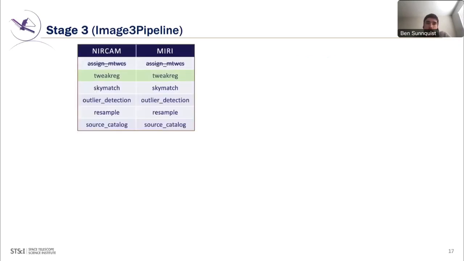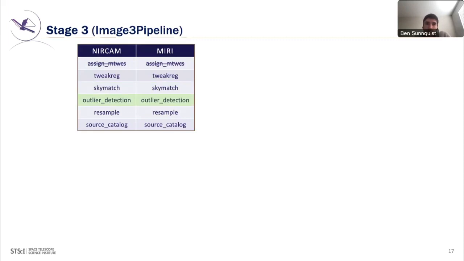So the first step in stage 3 for imaging is tweakreg. Tweakreg is going to find the centroids of point-like sources in each image. It's then going to compare those values across the different images and apply shifts to their world coordinate system information to better align all of those images in WCS space. SkyMatch calculates the sky values in each image. By default, these aren't subtracted here, but the values are used further down the pipeline for the image combination.